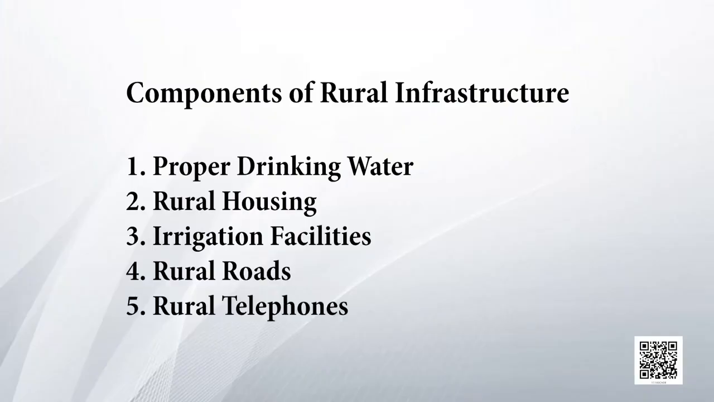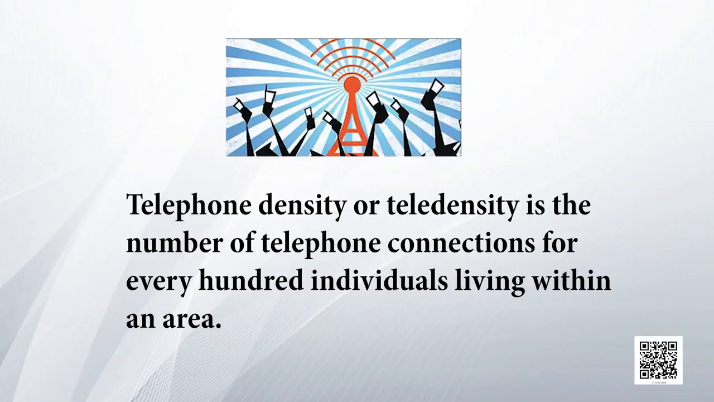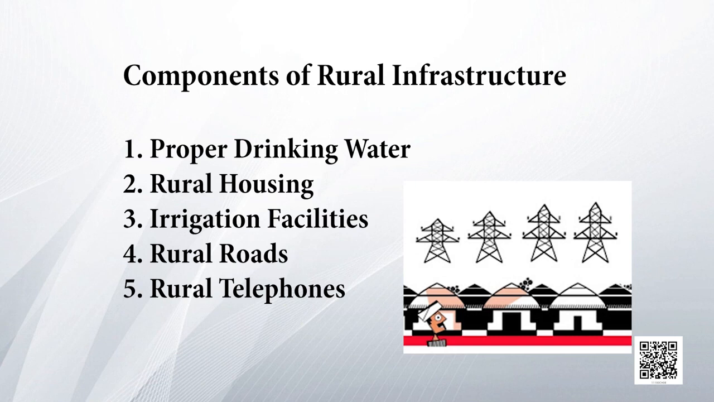Then it is rural telephone. In rural areas, communication facilities have not been developed yet. In urban areas, the tele-density is very high. Tele-density refers to the number of phones per 100 population. But in rural areas, it is very low. So, we need to develop communication facilities for rural areas. And the last and the foremost point is electrification. Now, there are many rural areas which have not been electrified yet. So, the government should take steps to electrify the villages completely.